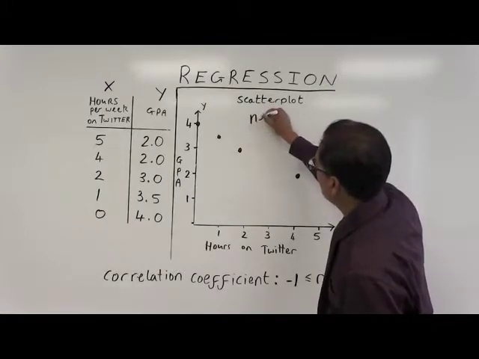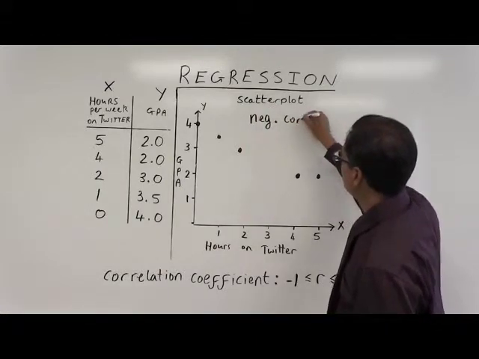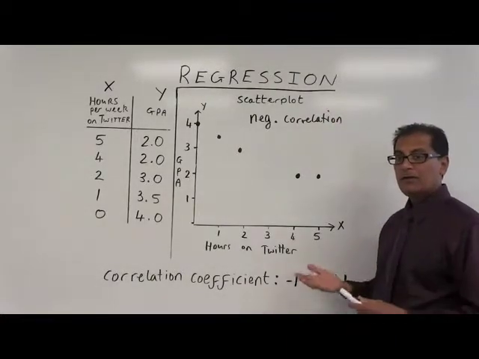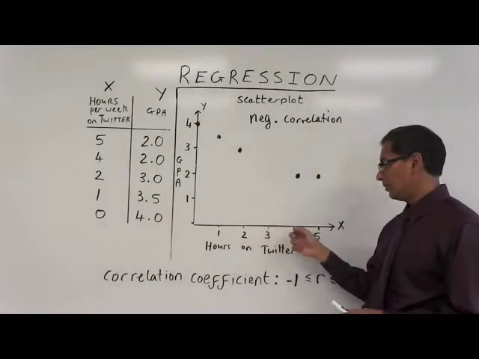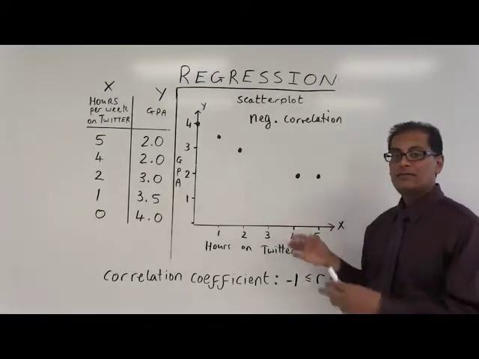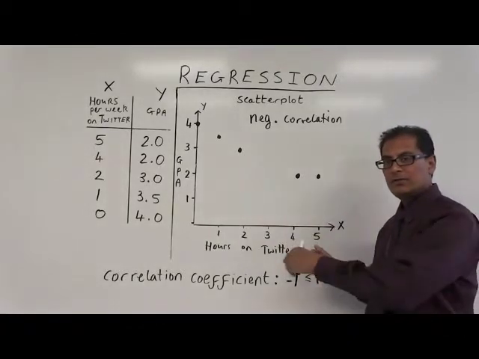And what does negative correlation mean? In other words, as one variable goes up, as the hours on Twitter go up, the GPA is dropping. So it's a negative relationship. One goes up, the other goes down.